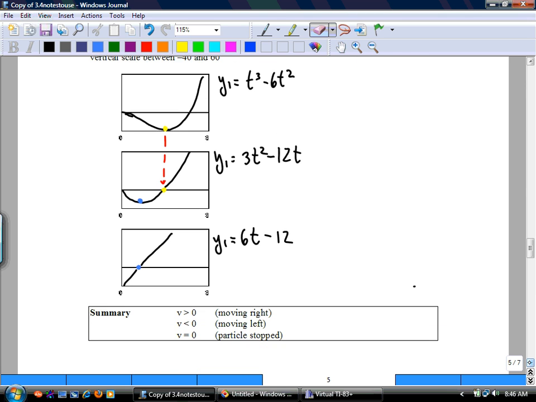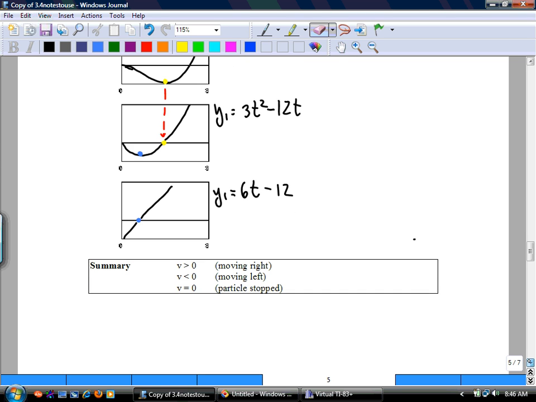Okay, so velocity bigger than 0, you're moving to the right. Velocity less than 0, you're moving to the left. Velocity equals 0, particle stopped, or particle is changing direction.